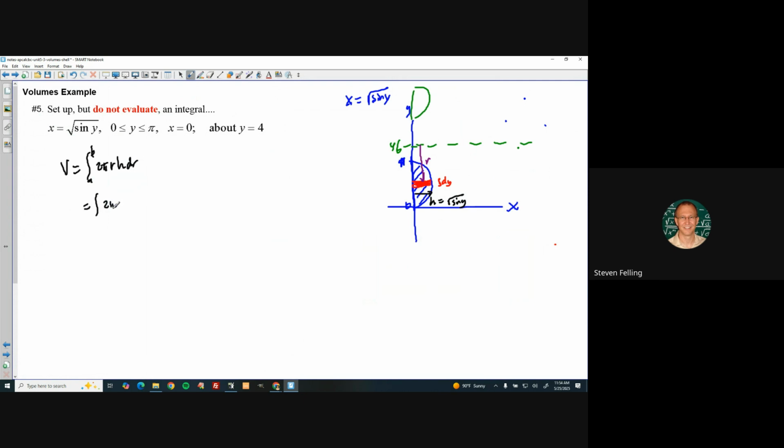So this is going to be 2 pi. I'll leave the radius for a second. The height is the square root of sine of y, and this is a dy type. Now, this r is not simply the y. This is the y for the current rectangle we're on, but this distance is 4, so this r is 4 take away the y. So 4 take away the y, and then we're integrating from a y of 0 to y of pi. This would be the setup to get the correct answer there. And it said do not evaluate, so we'll leave it like that.